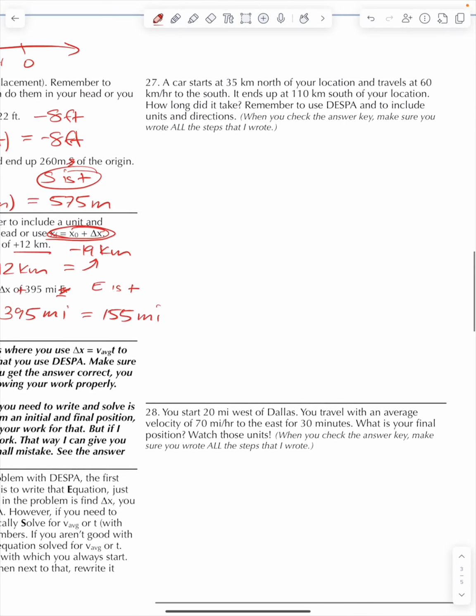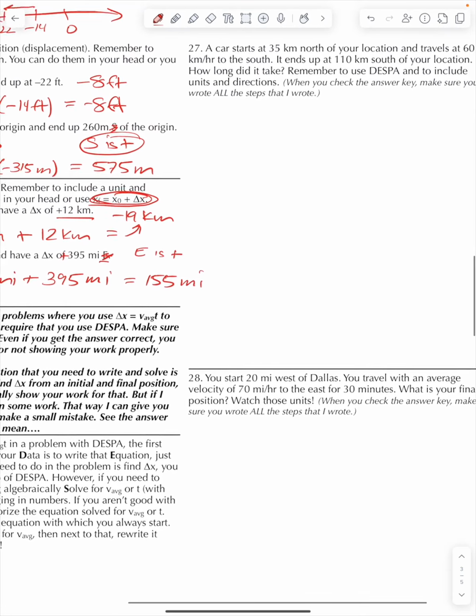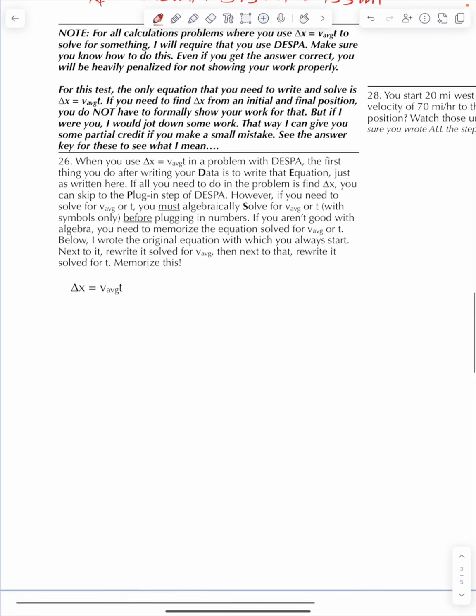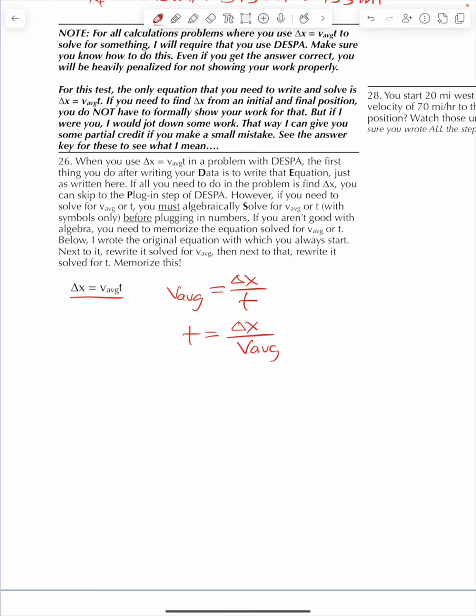Of course, these are kind of easy because on this first test, we just had one equation. But now that we have a bunch of equations, you need to be able to find the right equation. Here I was just giving you that equation, but early on, I just wanted to make sure you can solve for the other variables. We already used this: if you divide both sides by t, you get v average equals delta x over t. If you want to solve for t, you divide both sides by v average, and you get delta x over v average. So if you can't be sure to solve those, write them down on your note sheet, okay?